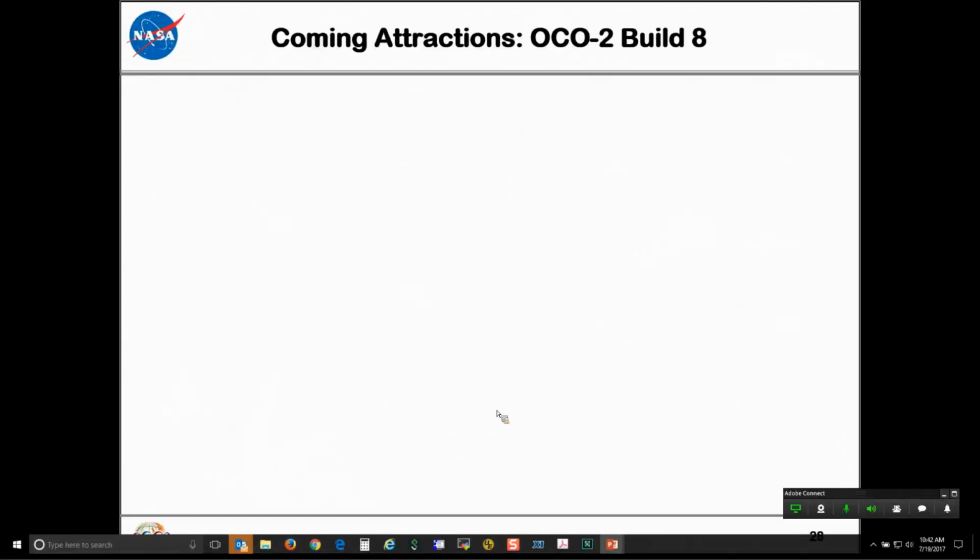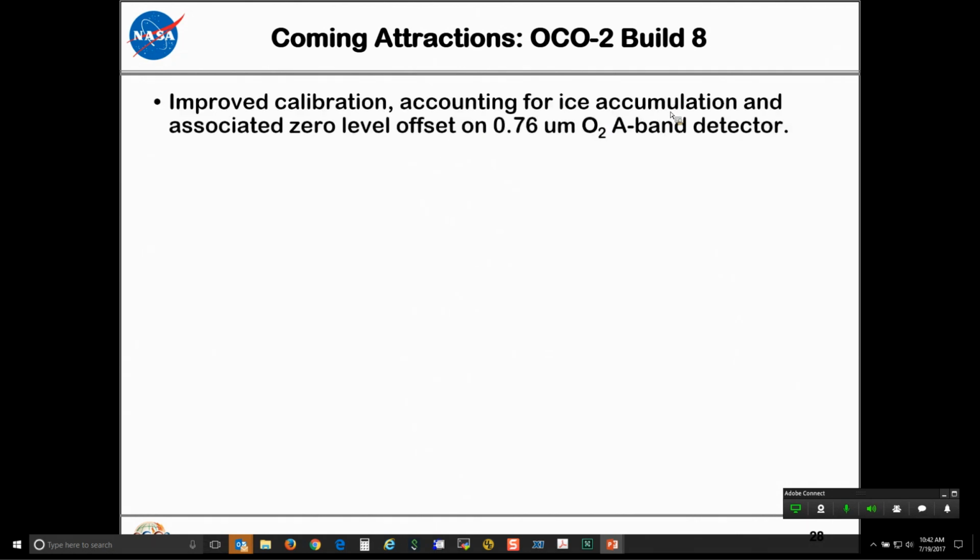I'm going to run through now a very quick overview of some coming attractions in our new data product called Build 8. What is Build 8? Well, we've improved the calibration, accounting for the ice accumulation on the detector. This is a common issue that we've been dealing with. Also a zero-level offset that produces in the A-band detector. We've improved the spectroscopy of oxygen and CO2 in this delivery.